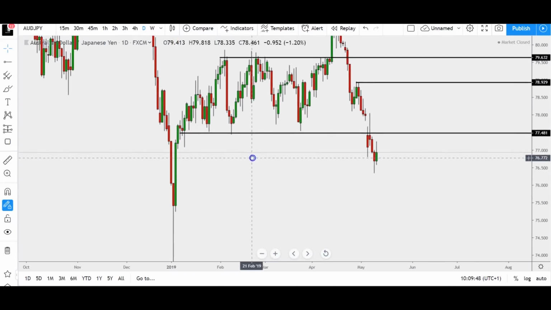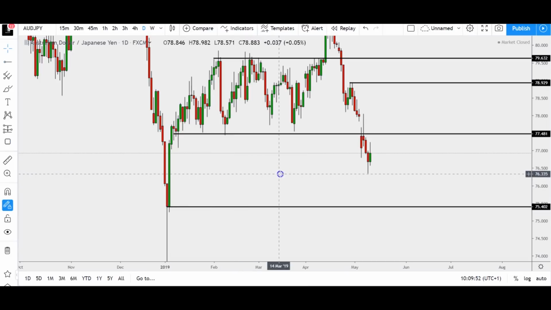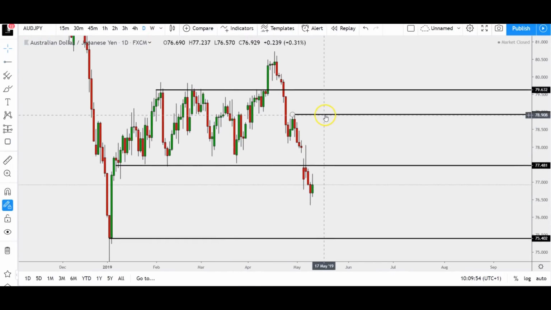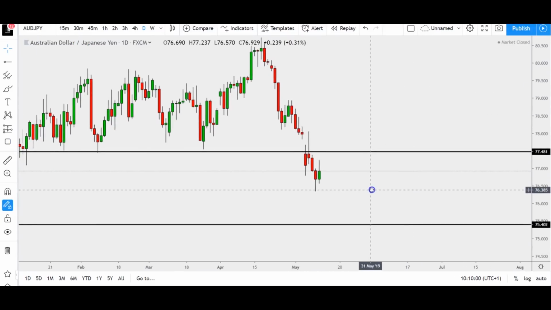I'm sell biased on Aussie JPY. I'll now look to the left for targets on this market to see where price potential will come to. Looking around 75.40, that's where I expect price to come to if the bears are going to continue this rally to the downside.